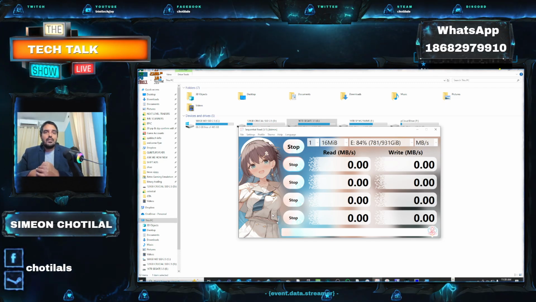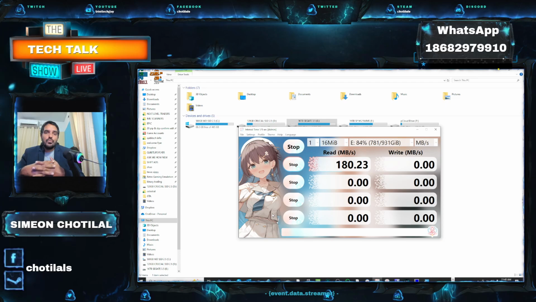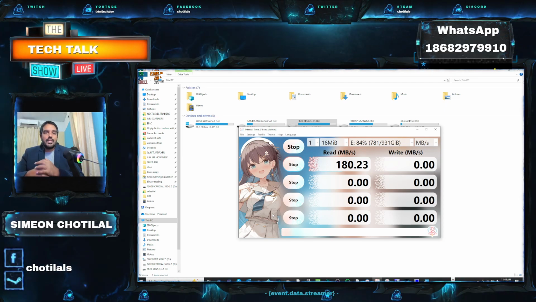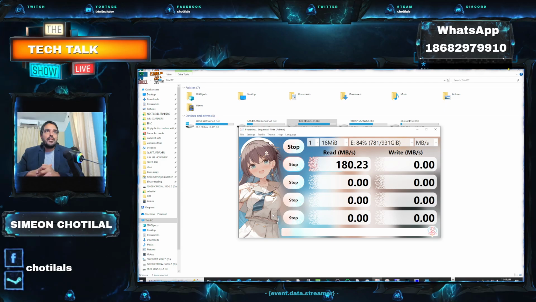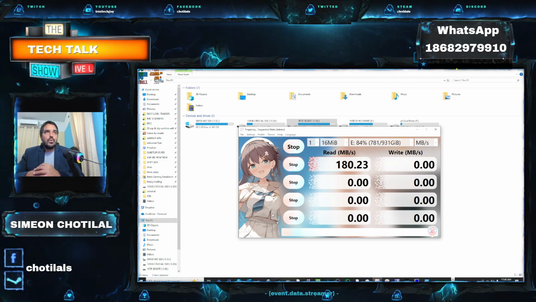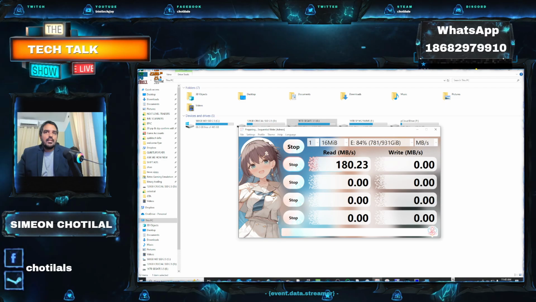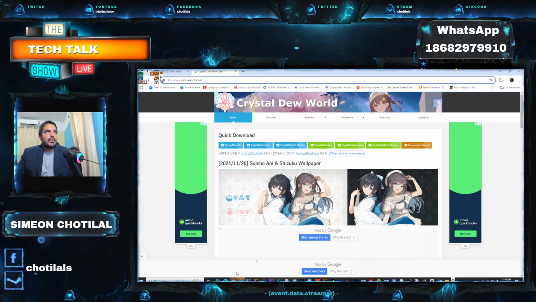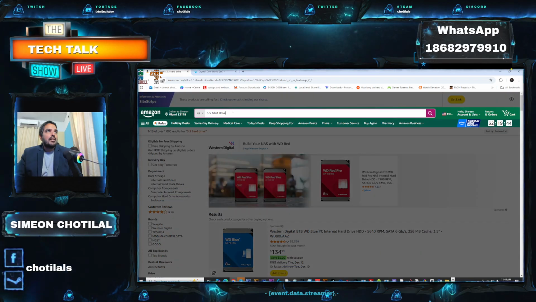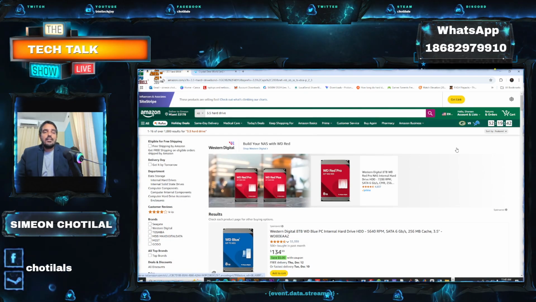I can't even say a long time because technology is moving so fast these days. Always something new coming out. So read and write data, as you can see, the read is 180. If I go to Amazon, a lot of people use the 3.5 for basically DVR systems and things. I still use it to store data.